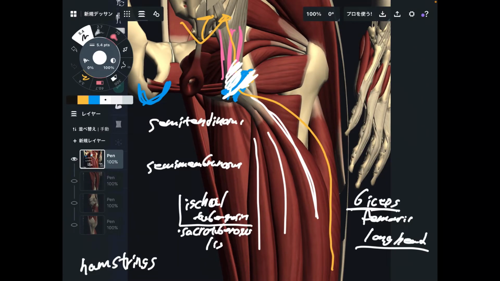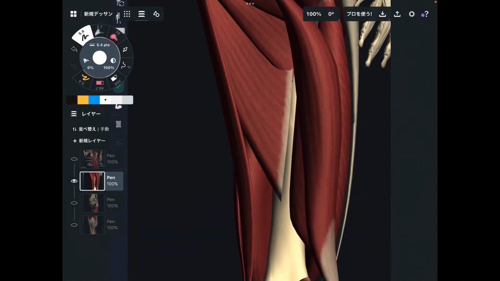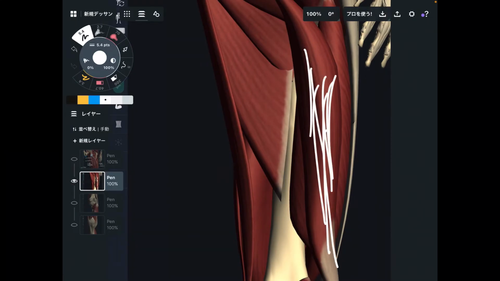Now, I said biceps femoris has a short head. What is the origin of the short head? Alright, this is biceps. This part is the long head. You see the short head, deep to the long head. This muscle attaches to the femur. It's important. The long head attaches to the ischial tuberosity. That means that it crosses the hip joint. Yep, hip joint. This is important to analyze movement.